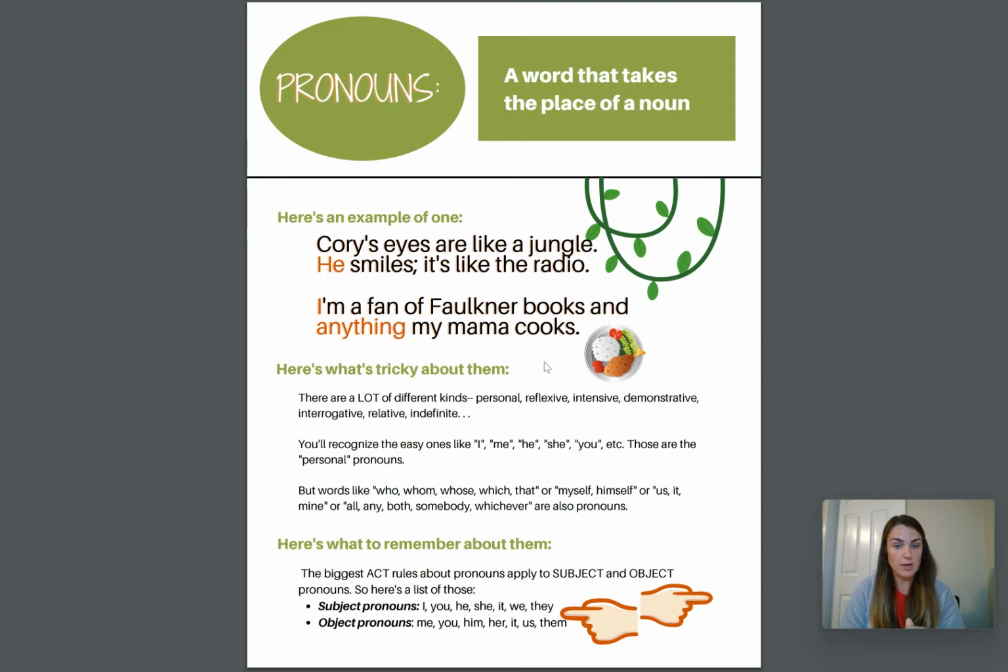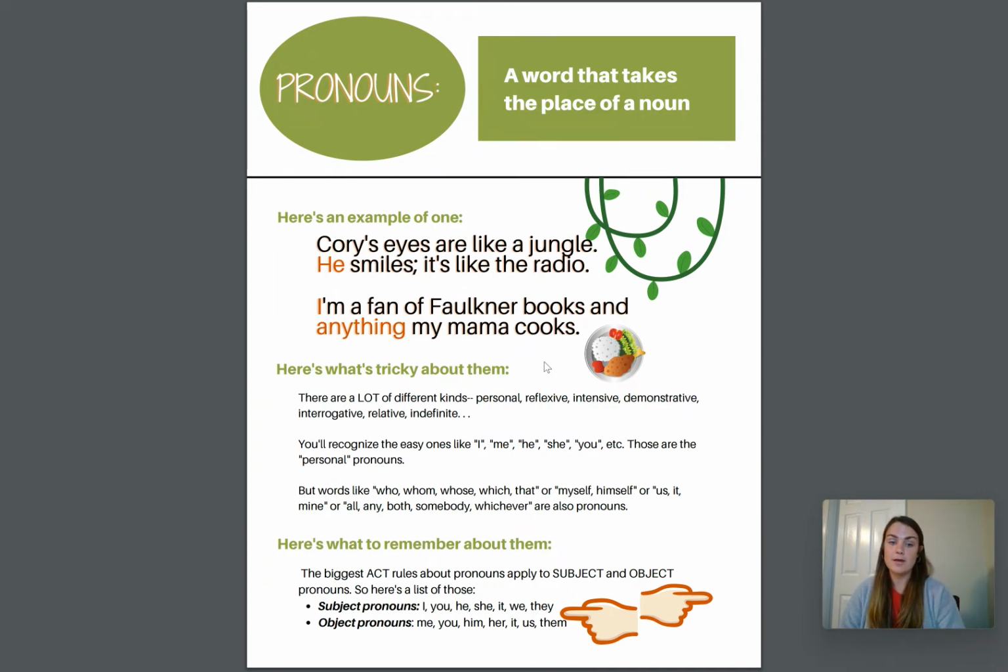So what's tricky about pronouns is that there's so many different kinds, right? There's personal, reflexive, intensive, demonstrative, interrogative, relative, indefinite, and the list goes on. But it's easy to recognize the personal pronouns, I, me, he, she, you, it, those kinds of things. But you want to keep in mind that words like who, whom, whose, which, that, myself, himself, us, mine, all, any, both, somebody, whichever, all of those are also pronouns. They're taking the place of a noun in the sentence. So that's what's tricky about them.